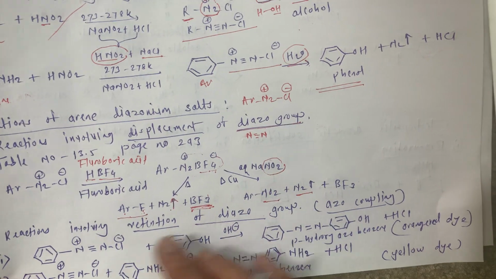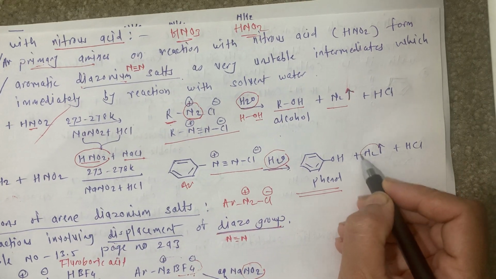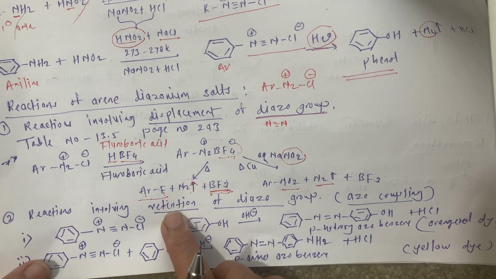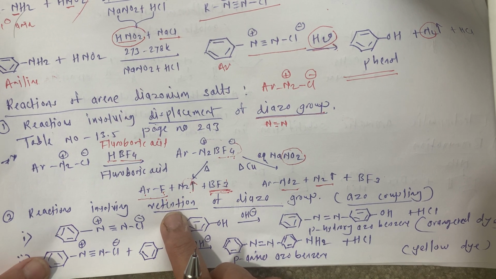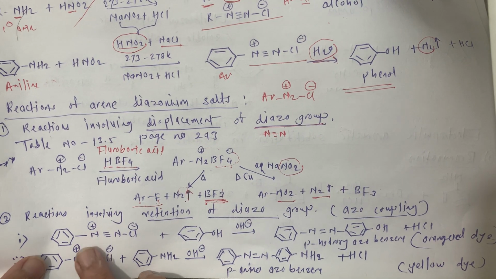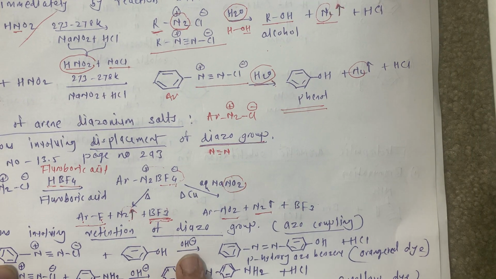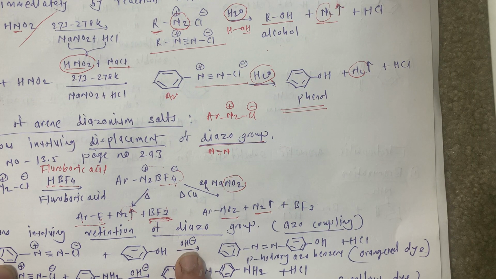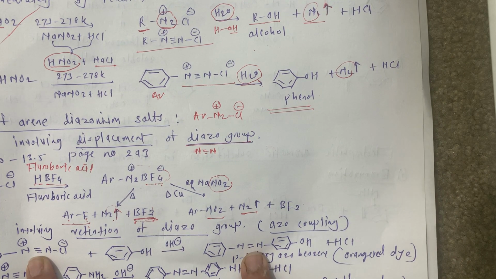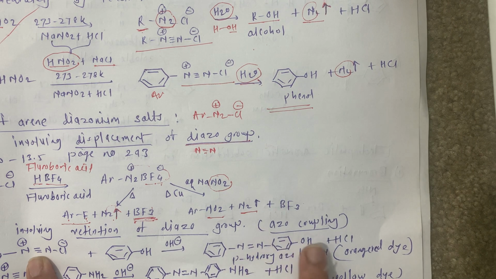Next one is reactions involving retention of diazo group. Up till now we studied removing of this diazo group in the form of gas. But now there are a few reactions where we are going to observe retention of the diazo group. So see here, when this aryl diazonium chloride reacts with phenol, the reaction takes place in basic medium, then this diazo group is going to be retained over here, and there is a coupling.